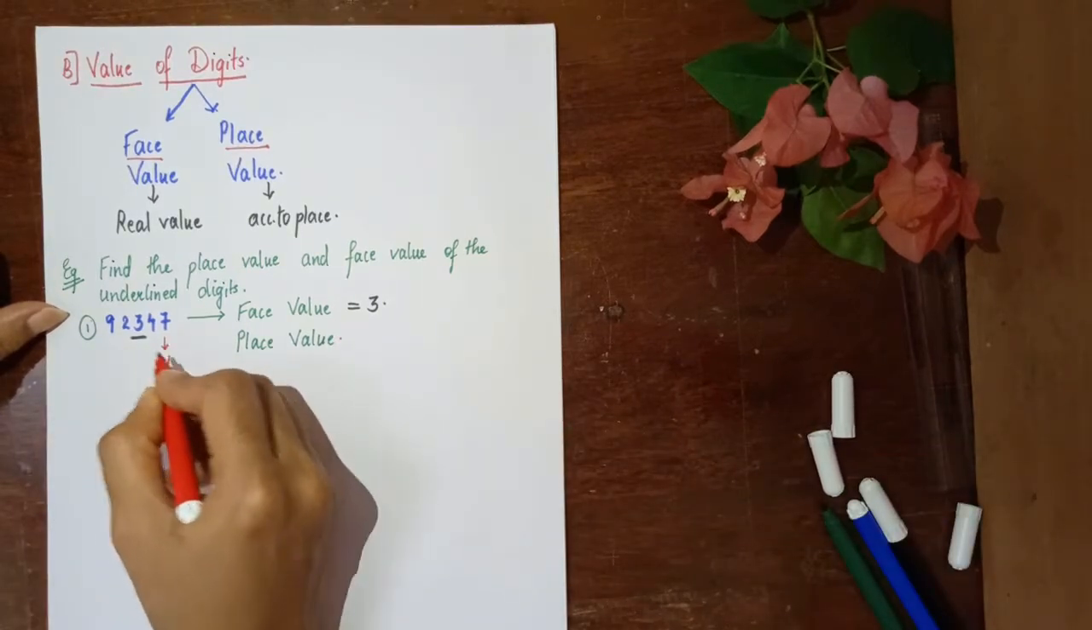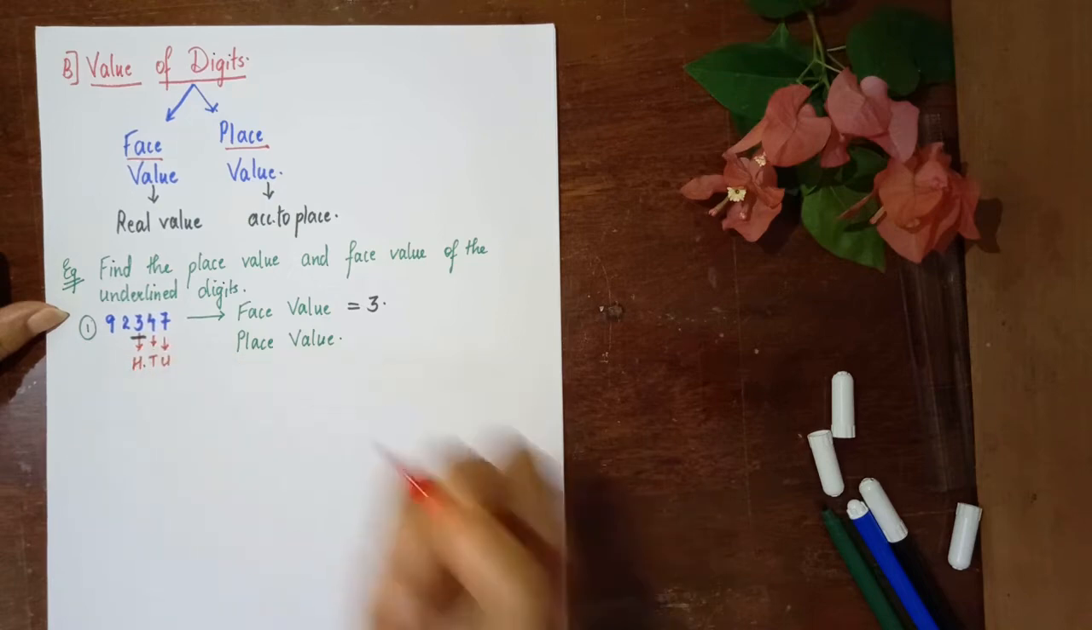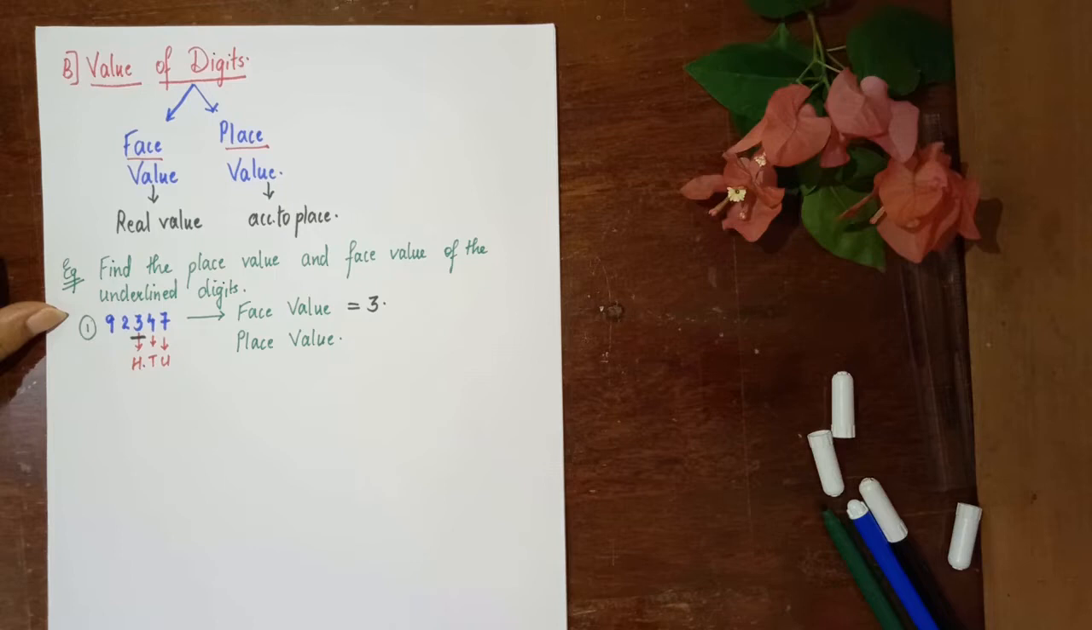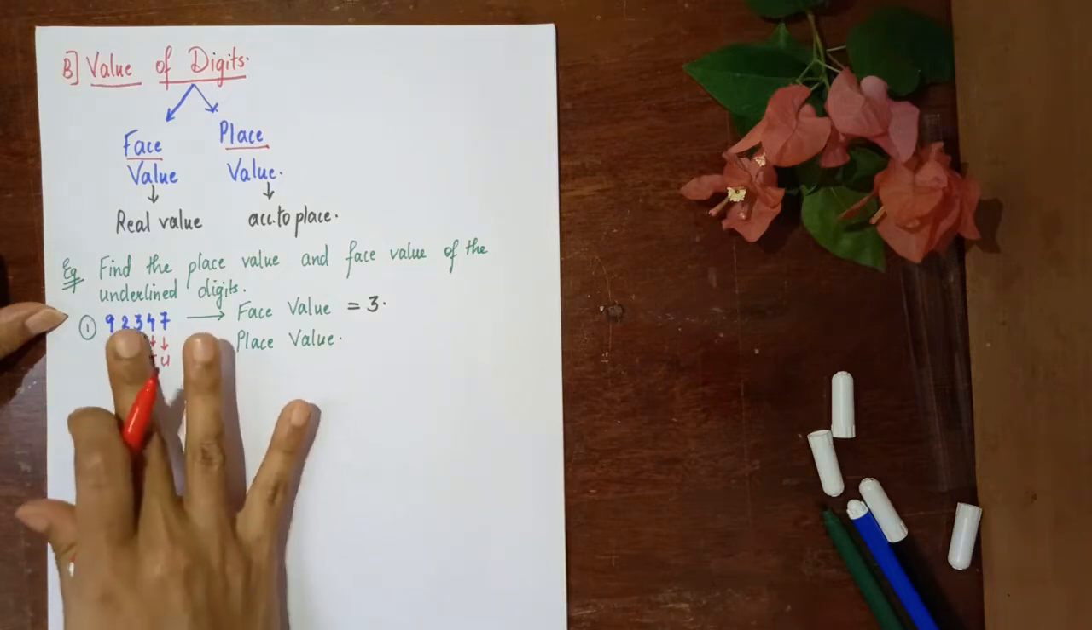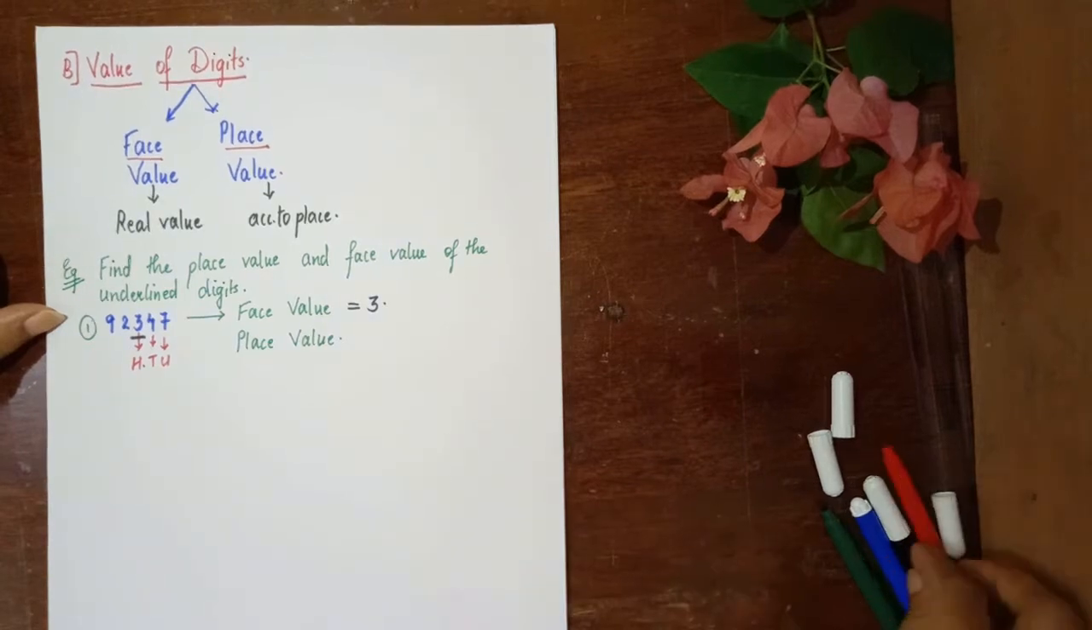This is the units place. This is the tens place. This is the hundreds place. We see that the number 3 is placed in the hundreds place. So accordingly its place value is going to be changed. Okay, its face value is 3 but its place value is going to change.